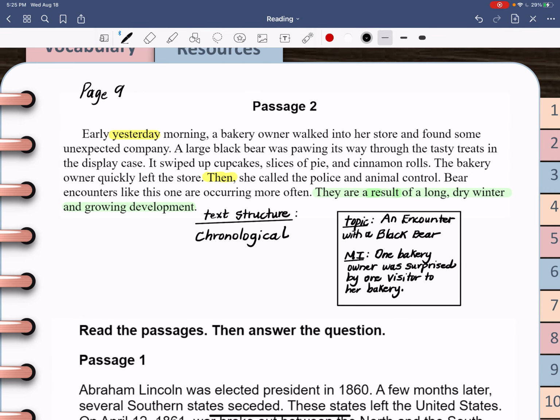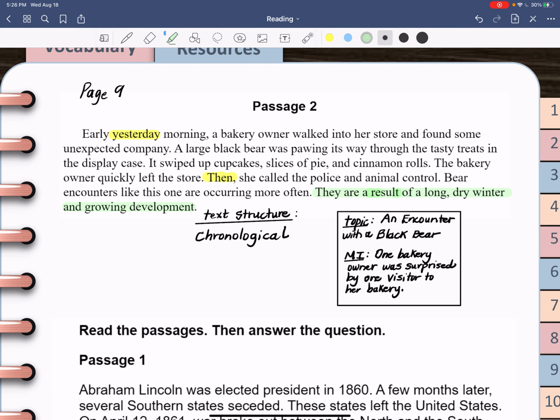She comes in, and there's the bear. He's in the bakery picking out good food. It tells us what the owner did, how the story ended, and that is a time order passage. So both of these relate to the same topic. They're not the same topic, but they're on the same line of thinking. Different text structure.